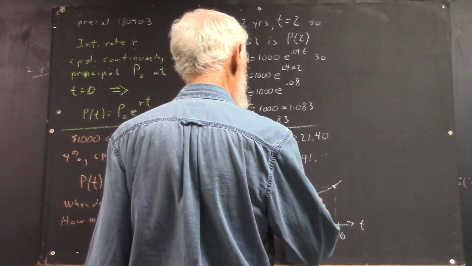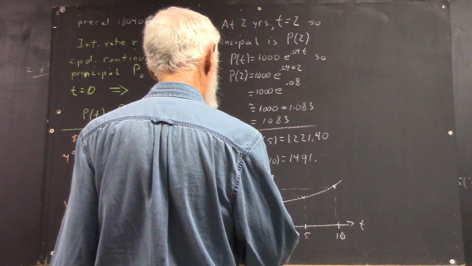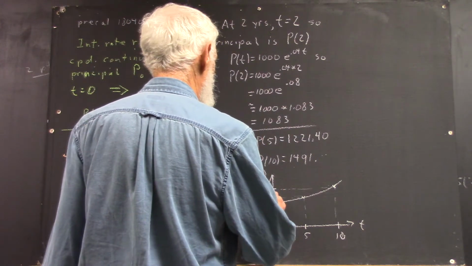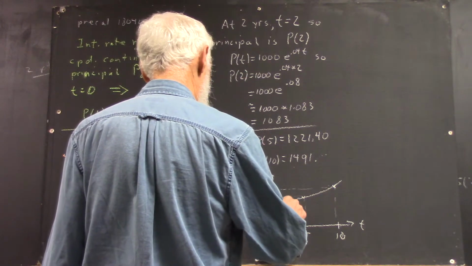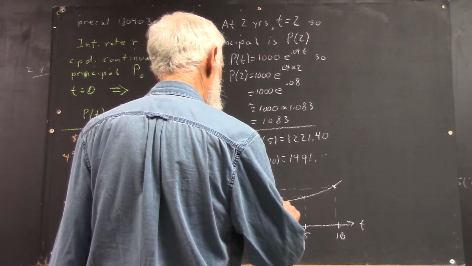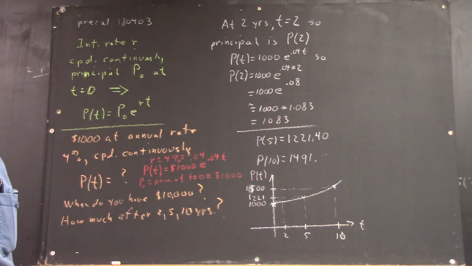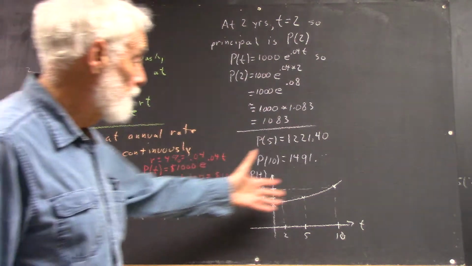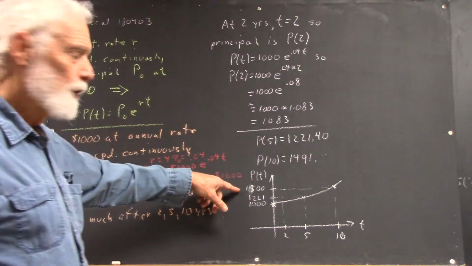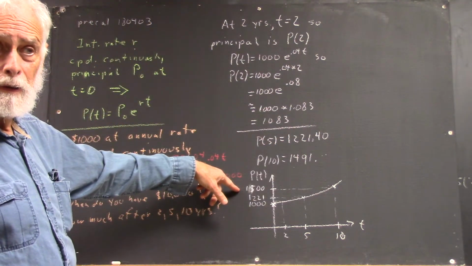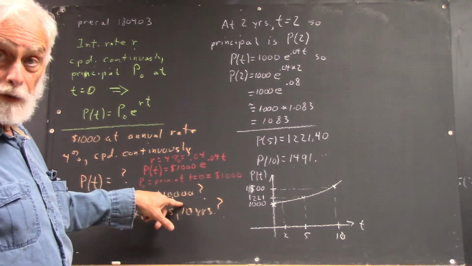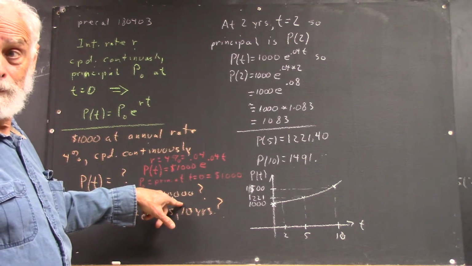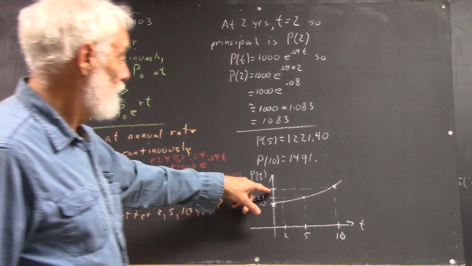So we have this point here, we have our 1,221. I don't have room to write in the 1,083 we get at 2 years, but we see where that would be, and we see it's very plausible that that would be 1,083, right? Okay? So there's our graph. Now, where's 10,000? Because the other question is, when do you have $10,000, right? So where's that on this graph?